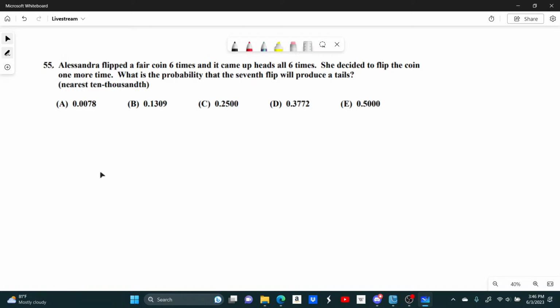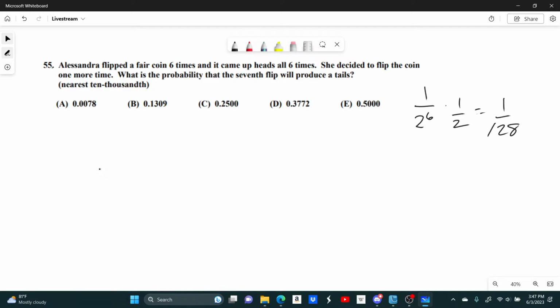All right, Alessandra flipped a fair coin 6 times, and it came up heads all 6 times. She decided to flip the coin one more time. What is the probability that the seventh flip will produce a tails? Okay, this is kind of a common misconception. You flip the coin 6 times and got heads all 6 times. Okay, that's pretty unlikely, right? That's 1 in 64, 1 half to the sixth power chance that it'll come up heads all 6 times. So when you're finding the probability that it'll come up heads a seventh time, you might say, oh, that's 1/2 to the 6th, and then multiply by half again, right? Which will give you 1/128, which I believe is A.